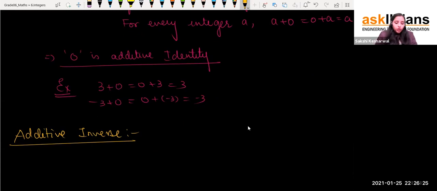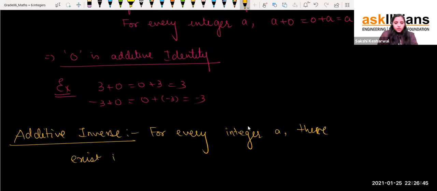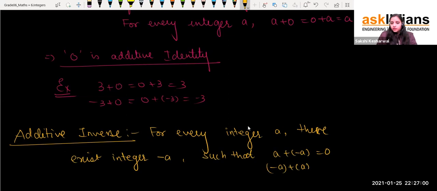Opposite of the number means what? For every integer a, there exists an integer minus a such that if you add these two numbers, that is a plus of minus a is equal to 0 and minus a plus a is equal to 0.